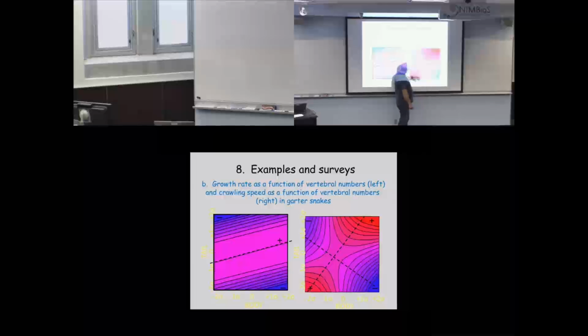This is the body vertebral count, tail vertebral count in newborn garter snakes. And the fitness surfaces aren't really fitness. They're crawling speed in the 1 meter dash, which I'll argue is probably linearly related to fitness. And we get a saddle function.